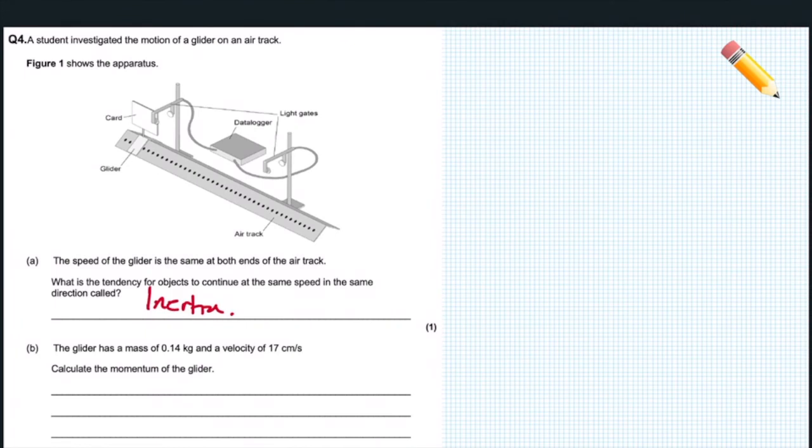The glider has a mass of 0.14 kilograms and a velocity of 17 centimeters per second. Calculate the momentum of the glider. Okay, so we need to be a little bit careful here because we've got a 3-mark question just for working out momentum. So there's got to be a little bit more to this than just plugging the numbers into the equation, because our equation is momentum equals mass times velocity. So what does that mean?